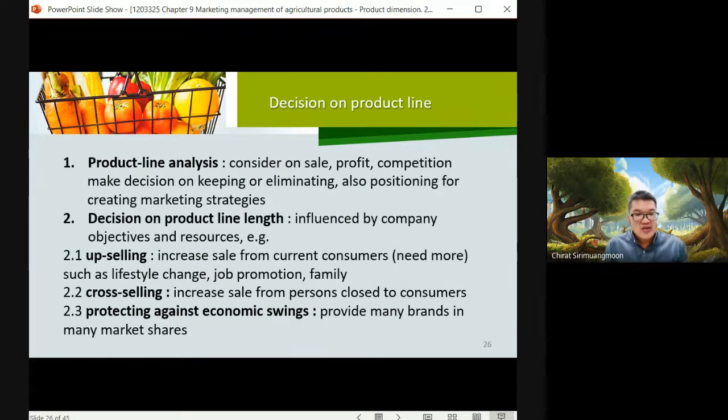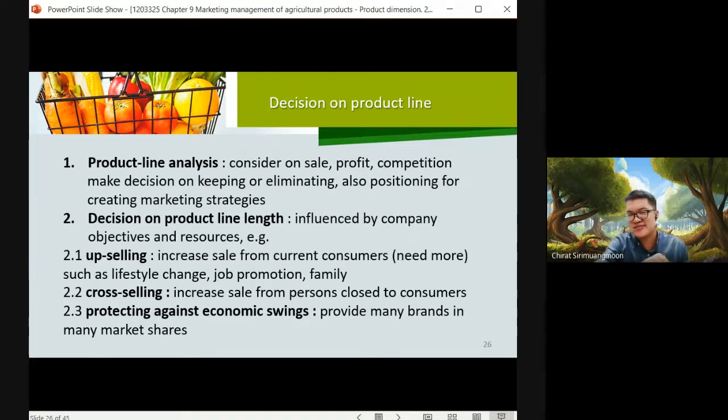Then, when you want to make decisions on the product line, you need to think in many ways. First, product line analysis. Please think about the sales, the profit, and the competition in the market, because you need to decide whether to keep or eliminate the product line. Also, sometimes you need to think about positioning for creating marketing strategies. Like you have a product such as Oreo. Then for Oreo, who do you fight with, like Cream O, for example?